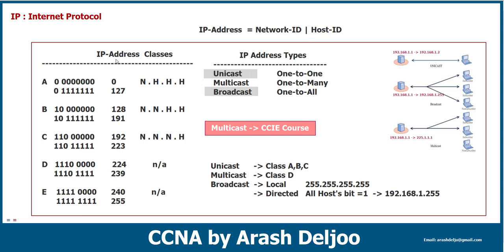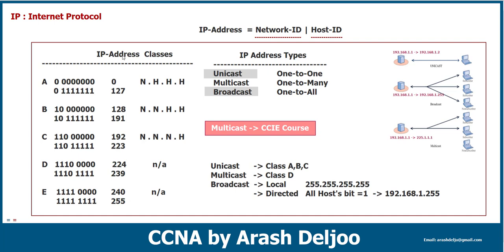Okay, and also we define some rules. We call them IP address classes rules. Why do we need the IP address classes rules? Because we need to find the network ID part and also the host ID part of an IP address. How can we find how many bits of the IP address are the network ID and how many bits are the host ID? Okay, we need to find it. It's so important for us.